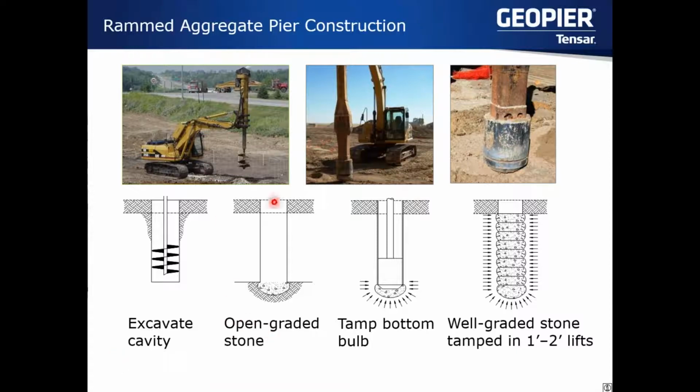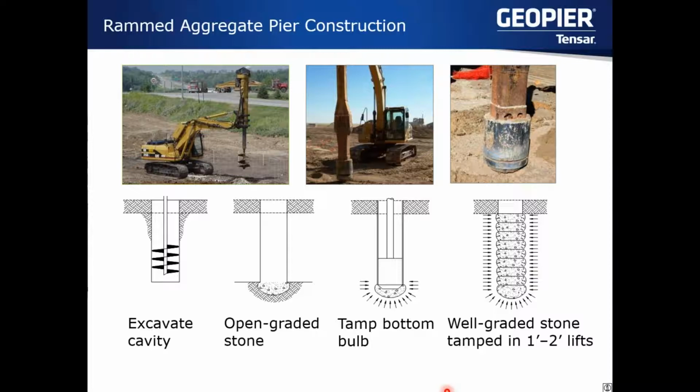Then we'll introduce stone into that cavity, usually a CA6 or CA7 type stone, in thin lifts, 1 to 2 foot lifts normally. And then we'll come in with our high energy tamper, which is shown here off of a track excavator, and we'll tamp that material, again in 1 to 2 foot lifts, and build that rammed aggregate pier up to the surface.